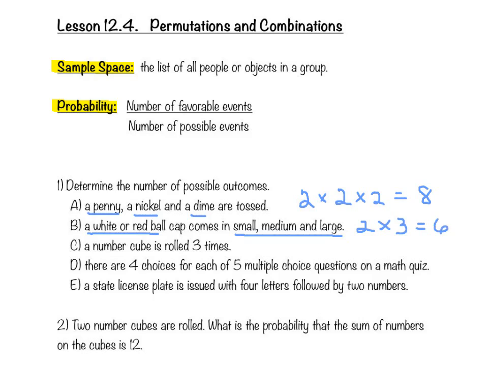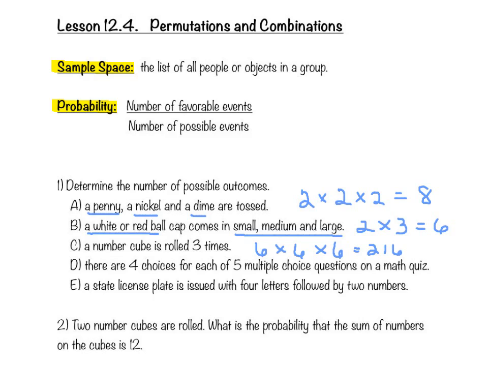Letter C. A number cube is rolled 3 times. So the first time that you roll the number cube, you have 6 possible outcomes. The second time is 6, and the third time is also 6. So there are 216 possible outcomes when rolling a number cube 3 times.